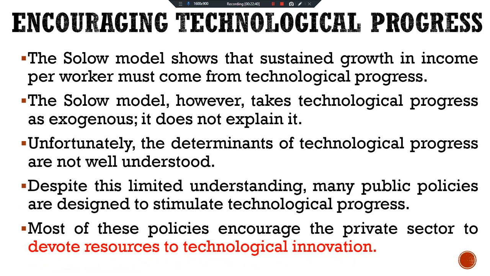For example, the patent system gives a temporary monopoly to inventors of new products. The tax code offers tax breaks for firms engaging in research and development, and government agencies such as the National Science Foundation directly subsidize basic research in universities. In addition, proponents of industrial policies of this type argue that the government should take a more active role in promoting the specific industries that are key for rapid technological advance.